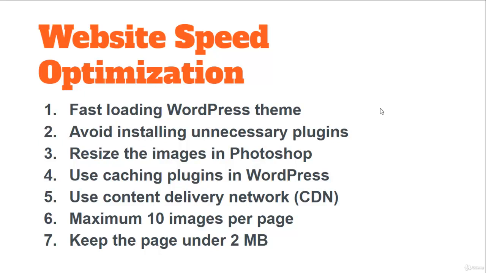Now the 6th point is maximum 10 images per page. You should use maximum 10 images. If you can cover your page in fewer images, like 3 to 4 or 5 images, that is the best strategy. But you shouldn't go more than 10 images, because then your page will have a big size, more than 2 MB, and that is very bad for speed optimization. Your site will not be loaded immediately. And keep the page under 2 MB. 2 MB is the maximum size for your page right now in this era. It should be under 1 MB in a good appropriate manner, but the maximum should be 2 MB.